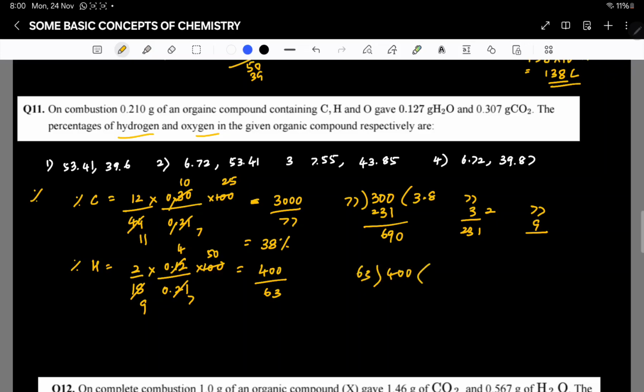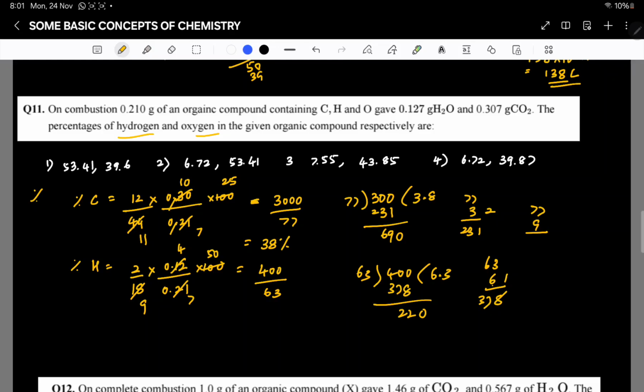So 63, 6 or 63, 7 not possible, 63, 3. So 18, 36, 36, 37. So this will be 378. 378, so 378 student, remainder is 22. You can take 0, 0. This value will be 63, 3.